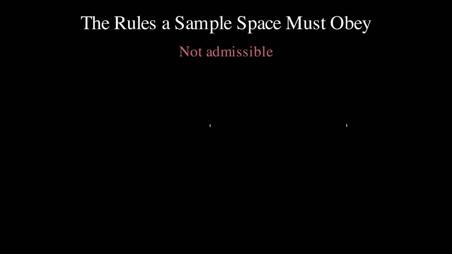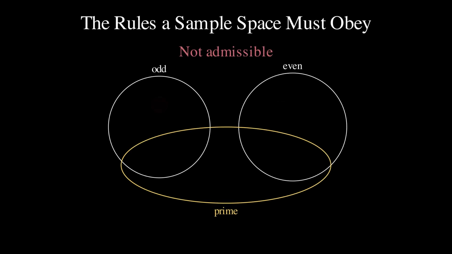Here is a tempting candidate for the die that breaks the first rule: the odd numbers, the even numbers, and the primes. These overlap. 3 and 5 are both odd and prime, and 2 is both prime and even, so a single roll can land in 2 categories at once. The outcome is not unique, so this is not an admissible sample space.